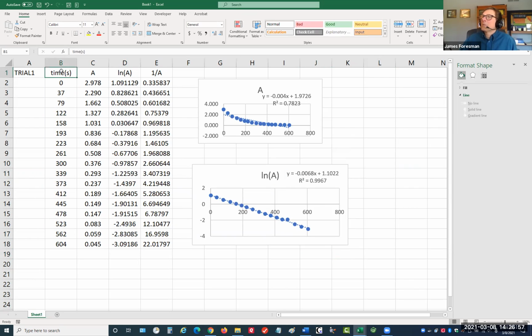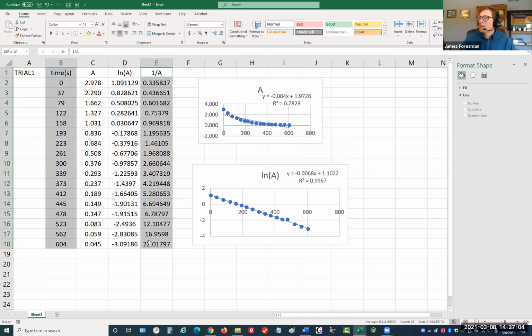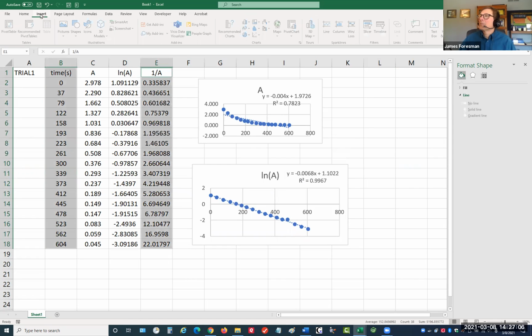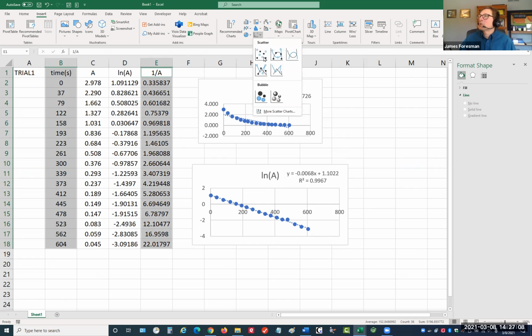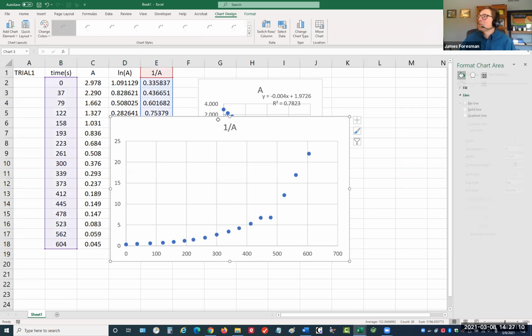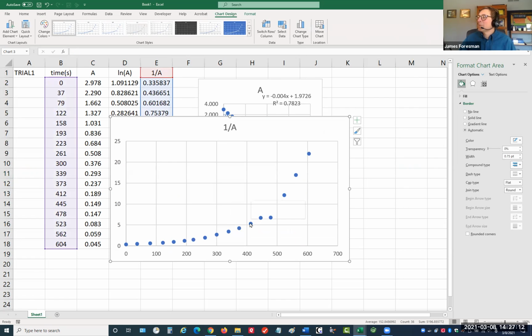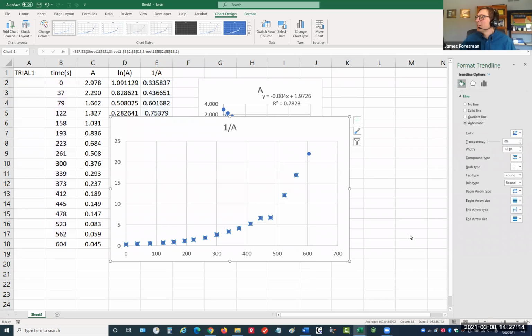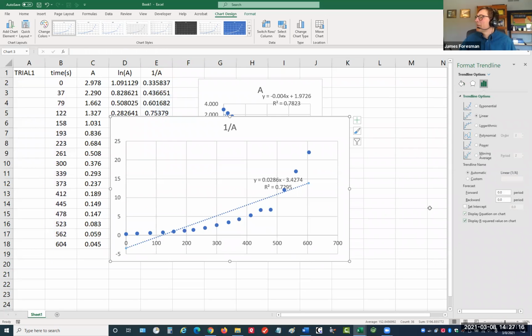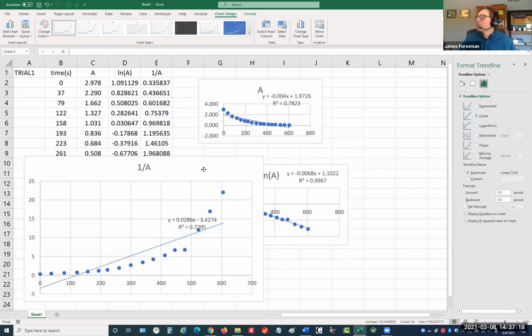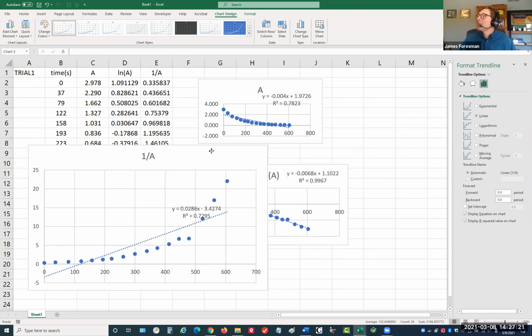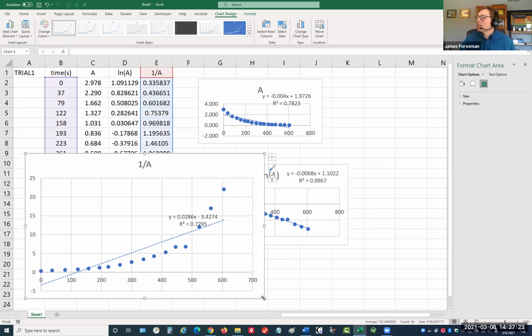And then the last one, right? Highlight the time and then holding down control, highlight 1 over A and insert that graph, or chart as they call it. And there's 1 over A. And you can try to make that into a line, although the only data that really does look like a line is the ln of A.